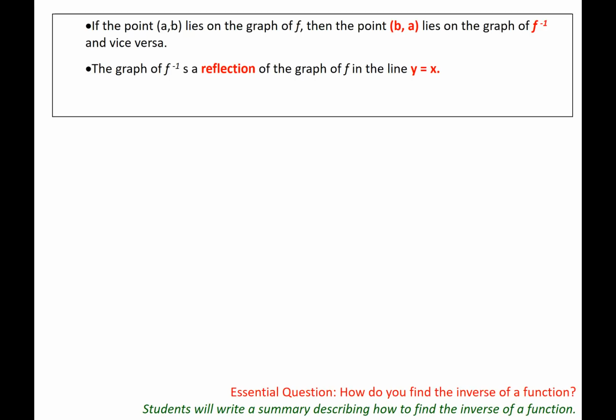So if the point (a, b) lies on the graph of f, then the point (b, a) lies on the graph of f inverse, and vice versa. So the graph of f inverse is a reflection of the graph of f in the line y equals x.